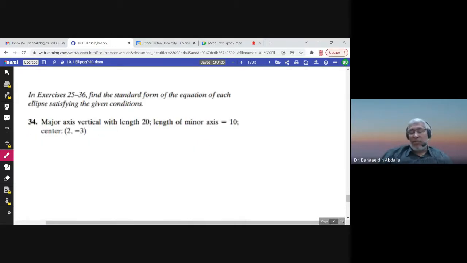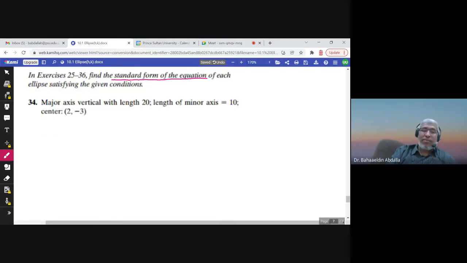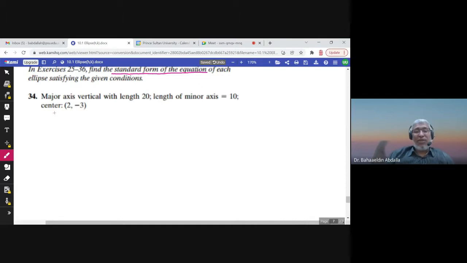And now we come to the second type of questions, where he gives you some information and asks you to find the standard form of the equation of the ellipse. The center is 2, negative 3, so the center is not 0, 0. As usual, I will sketch the graph of this information. I put the information on the graph, because I understand a lot of things from the graph. Now this is the center, h, k.